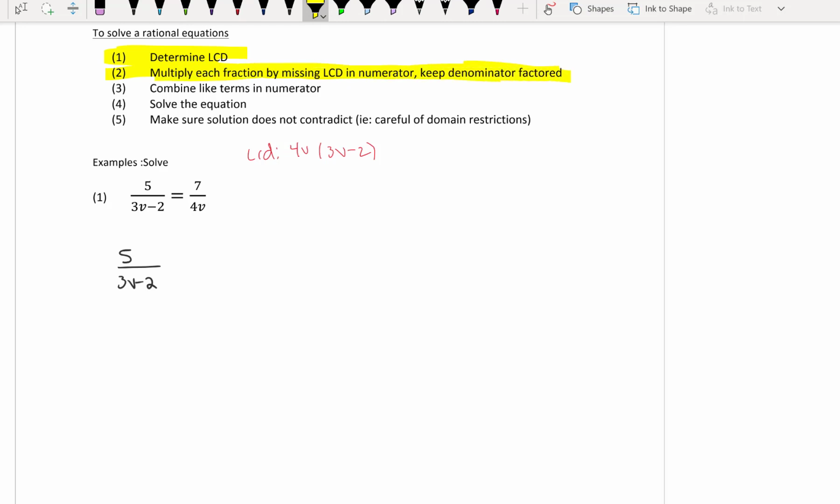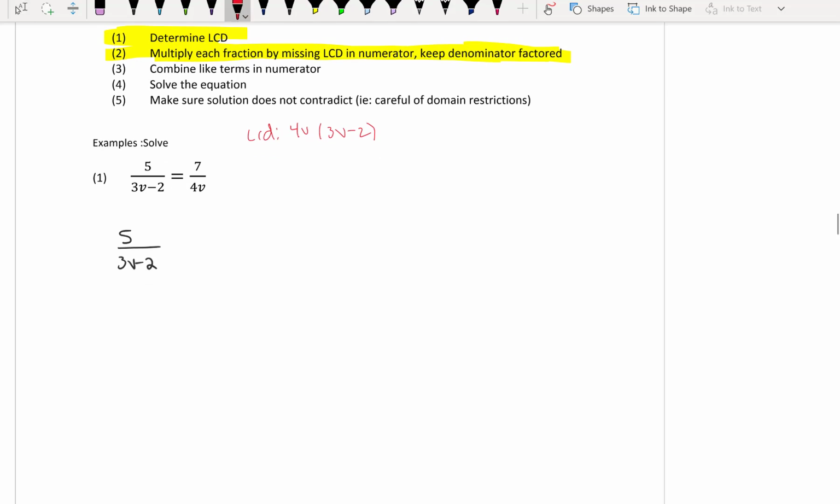And remember, our step number 2 is to multiply each fraction by the missing LCD in the numerator and keep the denominator factored. So here, the missing term is a 4v that I'm missing from my LCD. So I need to multiply the denominator and the numerator by what's missing. And this is equal to my 7 times my 4v. Now that 4v from the denominator, it's missing a 3v minus 2.